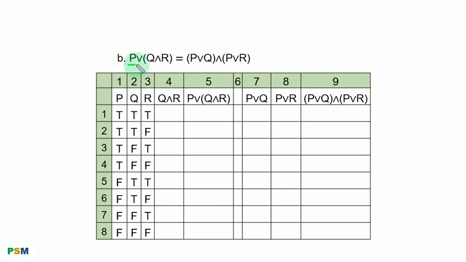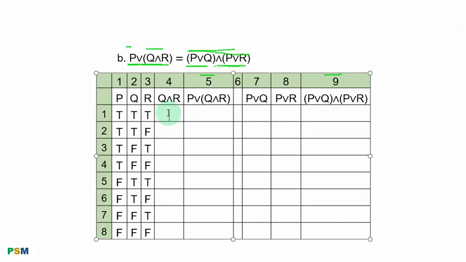Part B of this law, you have P or (Q and R) is equal to (P or Q) and (P or R). We start with the first part where we need Q and R, that is column head 4. You relate it to column head 1 using the connective OR in order to get column head 5. Then when we come here, we start with column head 7 followed by column head 8. You relate both using AND, that is column head 9.